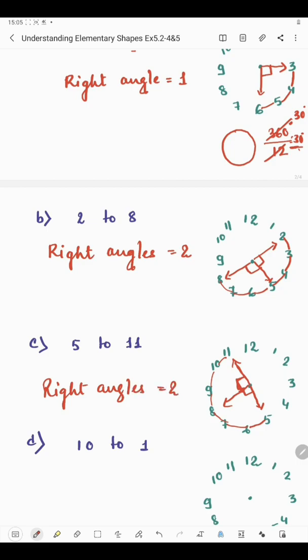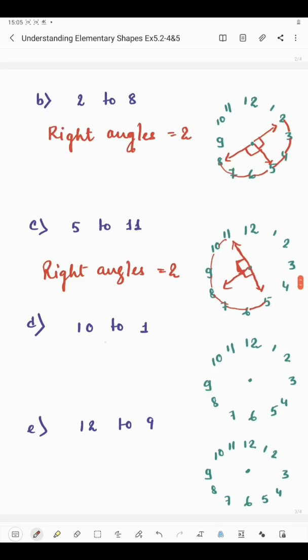Okay. Now in the D part we have 10 to 1. Now 10 is here and 1 is here. Let us count the number of parts to get the number of right angles. So 10 to 11 is 1, 11 to 12 is 1, 12 to 1 is 1. So here we have got 3 parts and 3 parts make 90 degrees. So here we have got how many right angles? It's 1.